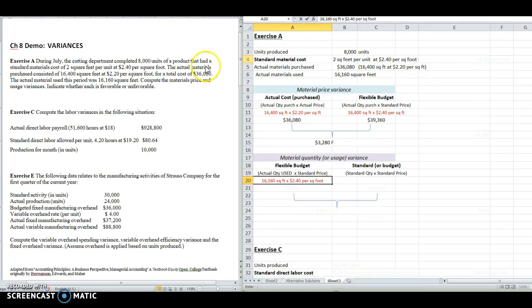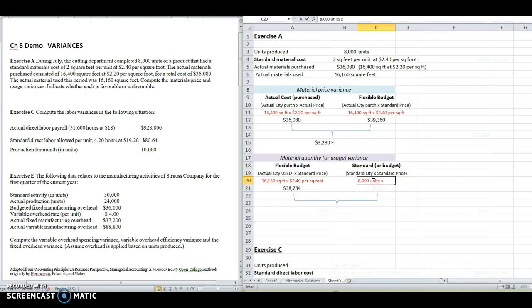We know that because it says it in our standard up here, and we pulled that information out so that we could keep track of it. If we multiply those together, we will get $38,784. Now we move over to the standard. The standard wants a standard quantity times the standard price. There's a couple of ways you can do this. This can be very confusing. The standard quantity uses the actual units produced. So we're going to start with the number of units produced. So we have 8,000 units.